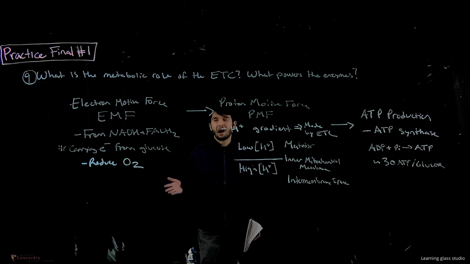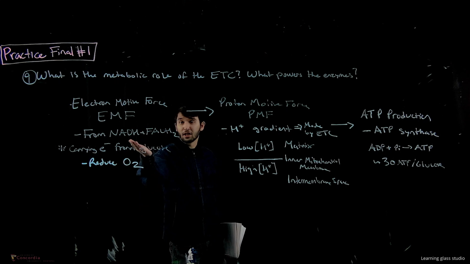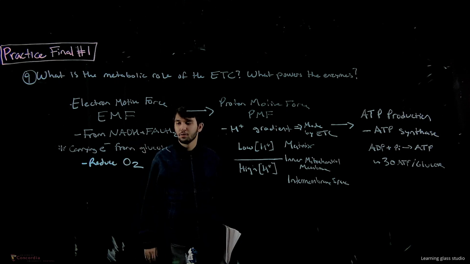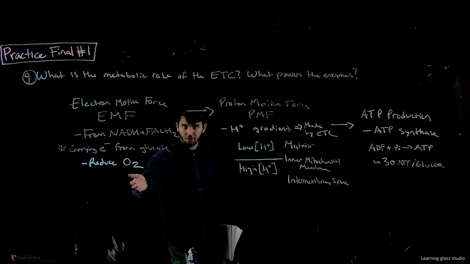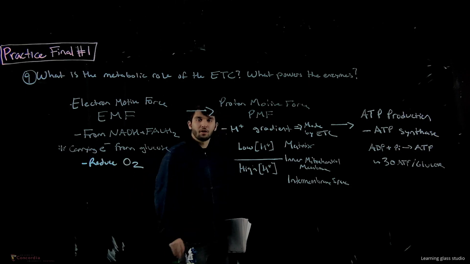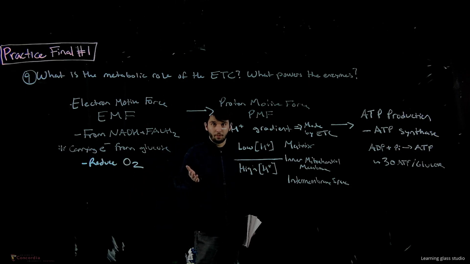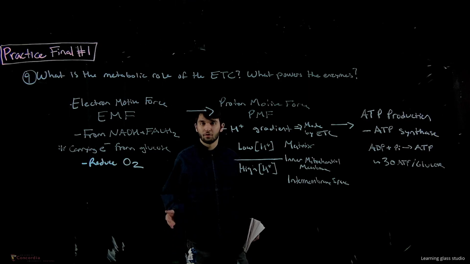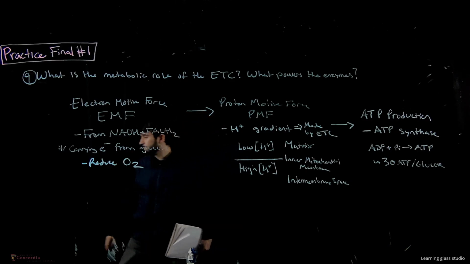So what exactly is powering the enzymes of the electron transport chain? It is the electrons from NADH and FADH2, as well as the high electronegativity of oxygen that makes the whole process energetically favorable. The oxygen will accept the electrons at the end, and that is all energetically favorable because oxygen really wants those electrons, right? It really wants to be reduced, okay? So that is how the electron transport chain works.